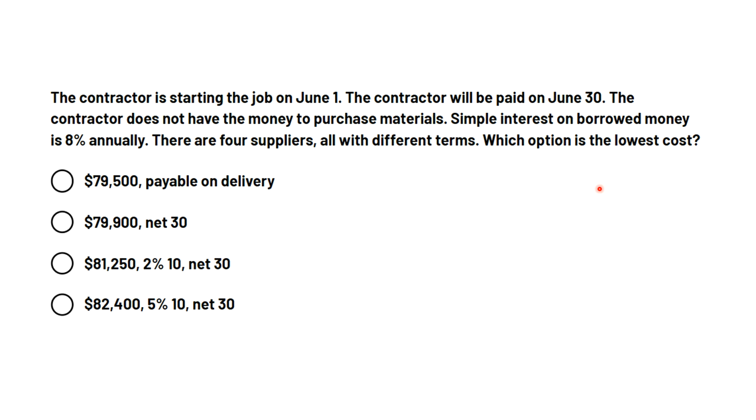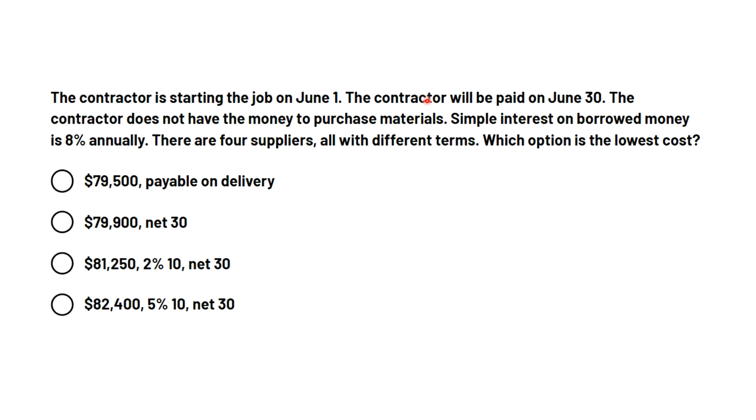So here we go. The contractor is starting the job on June 1st. The contractor will be paid on June 30th. The contractor does not have the money to purchase materials. Simple interest on borrowed money is 8% annually. There are 4 suppliers, all with different terms. Which option is the lowest cost?